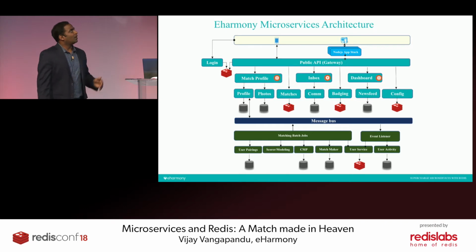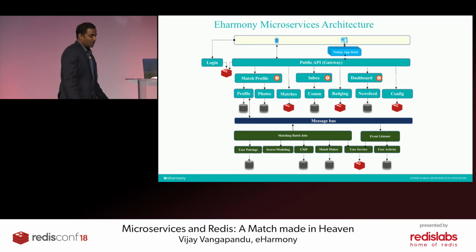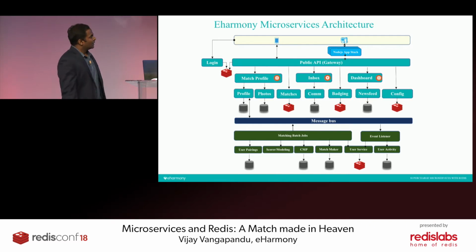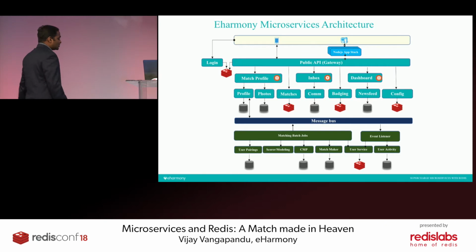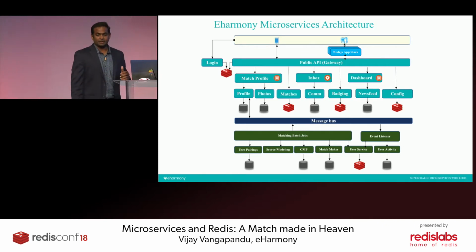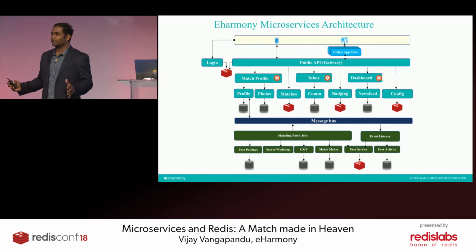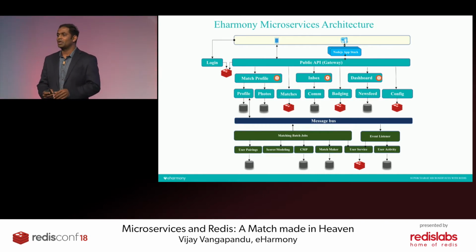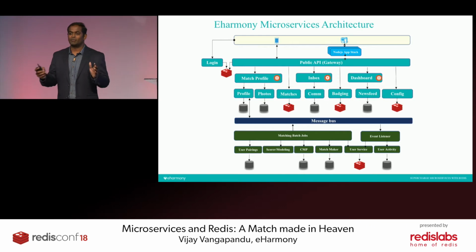Now let's talk about our eHarmony microservices architecture. Today we have a little over 100 microservices in total at eHarmony, and they are growing. So microservices architecture is great. You get more flexibility. But the problem is that flexibility comes with a little bit of complexity as well. You have a maintenance problem if you don't design it properly.